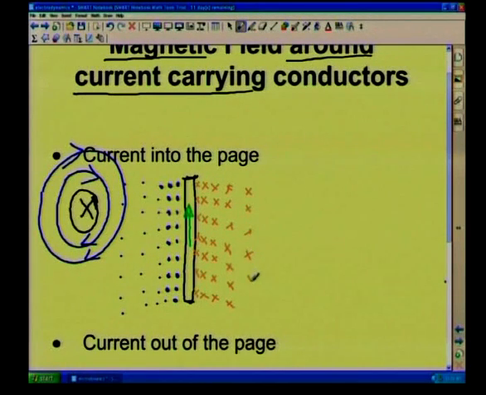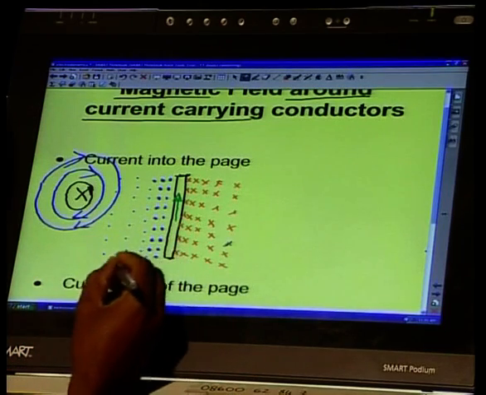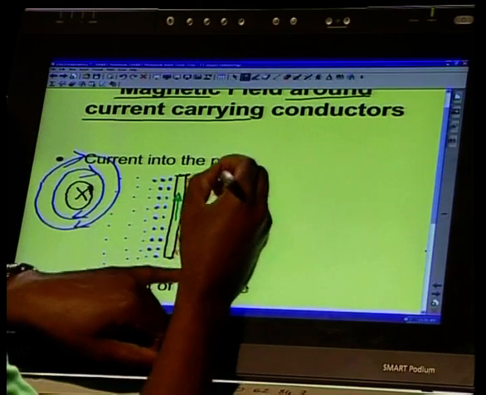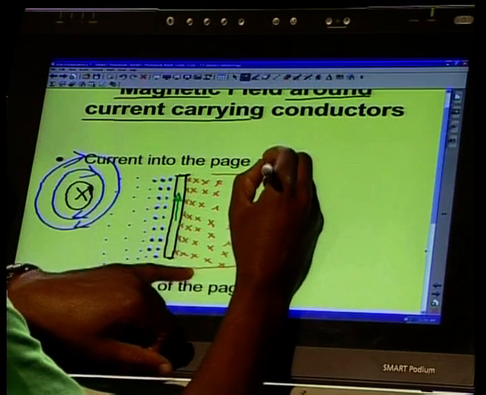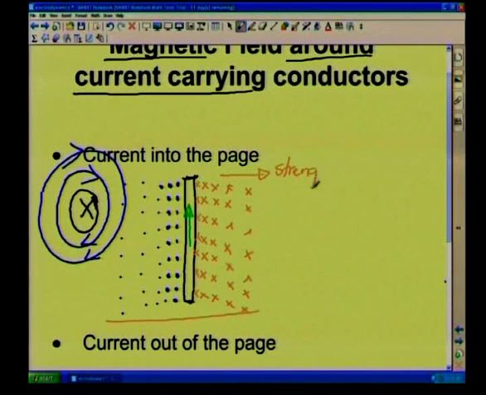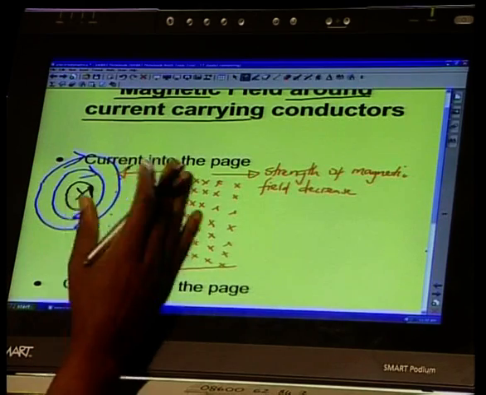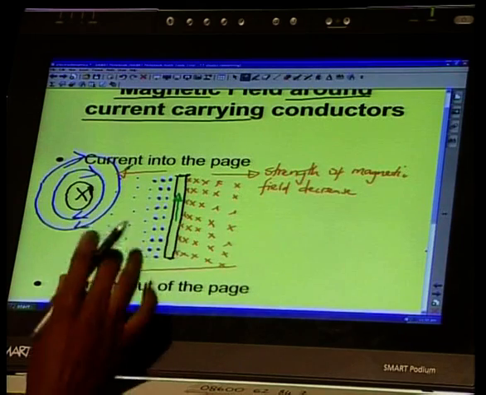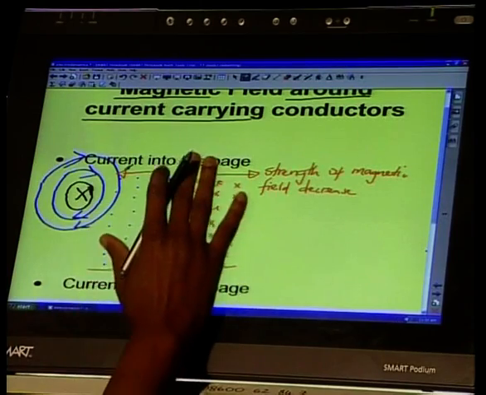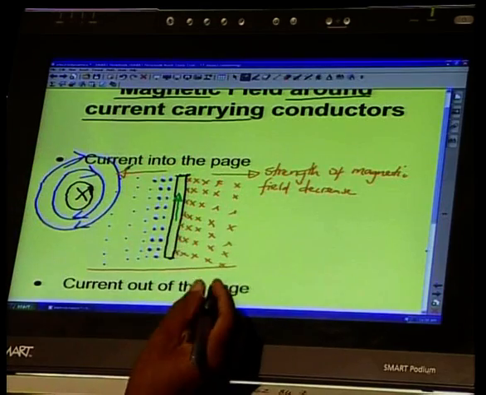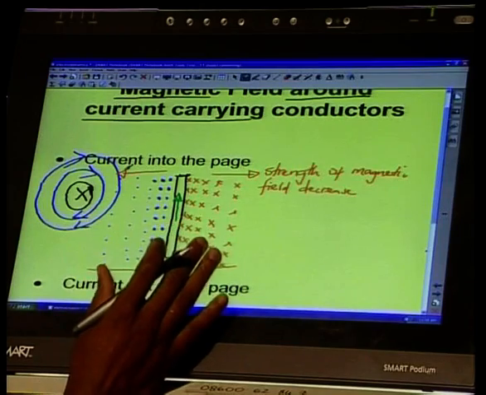Now, that should be an X. All right. So what is this showing us? You would see in the first place that as you move further away from the conductor, the strength of the magnetic field becomes less. Strength of magnetic field decreases as you move further away. On both sides, if we check the distance between the dots, you could see that it is increasing as you move further away from the conductor. And that tells us that the magnetic field strength is decreasing as you move away from the conductor. So that will be into the page and out of the page.